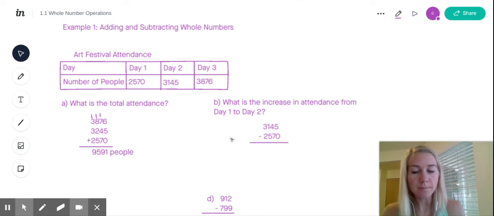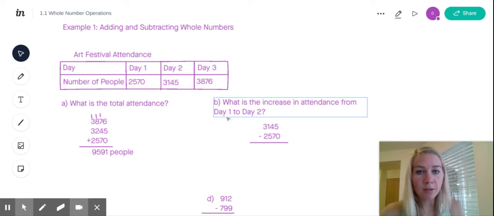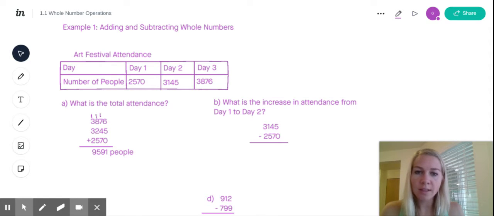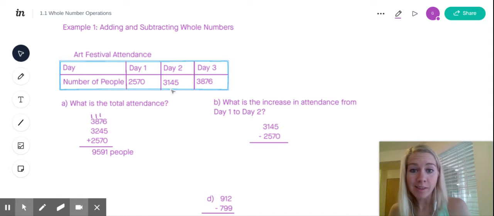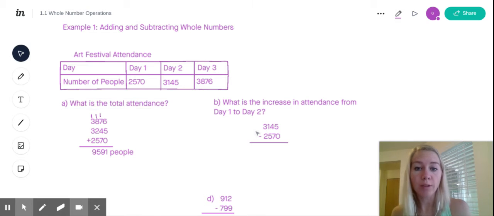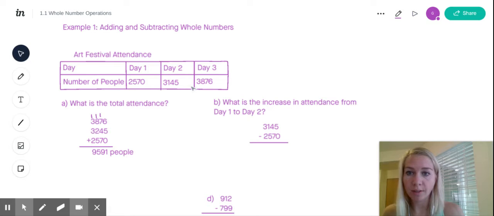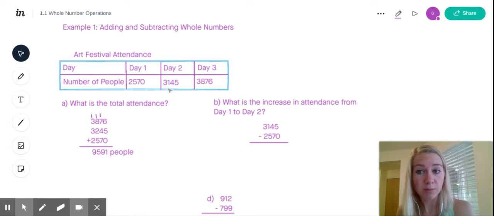Okay. Problem B. What is the increase in attendance from day 1 to day 2? So increase in attendance, that tells me that we want to find out how many more people came in day 2 than day 1. So we're going to be subtracting. So notice that I have the bigger number, 3,145, on top. And that would tell us the increase, right?